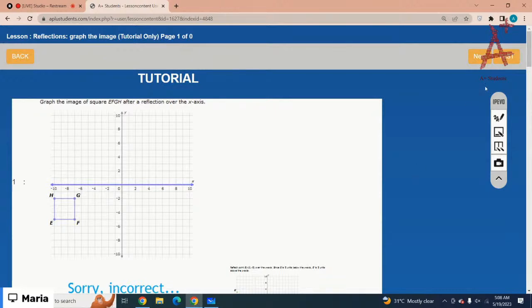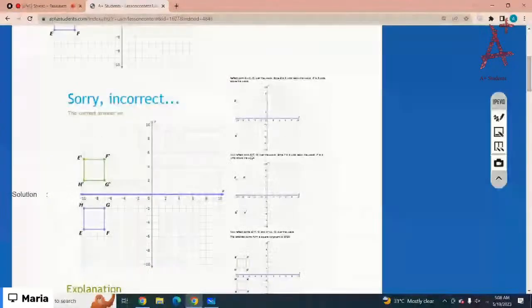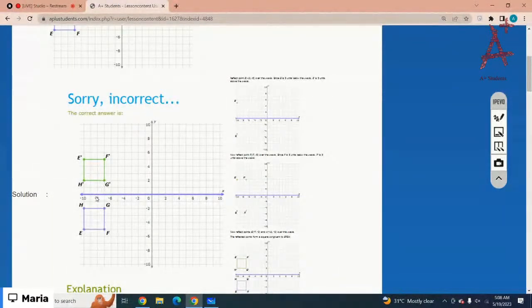Got it? So when you reflect it over the x-axis, you can see it would be like this. Same points, same difference between every point. That would be the reflection along the x-axis. Got it?